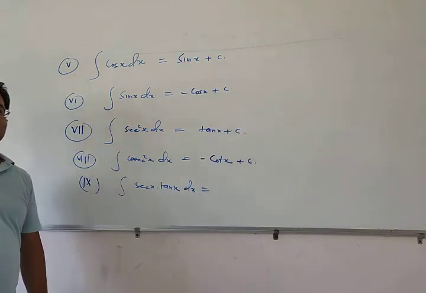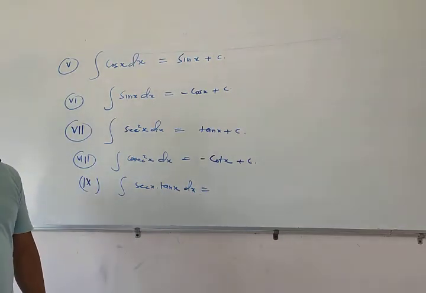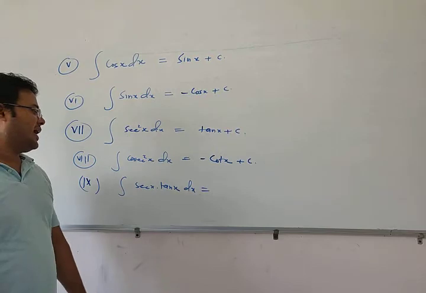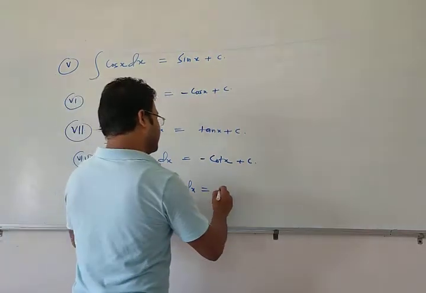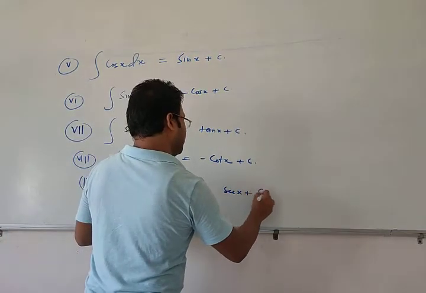Next, number 9, integration of sec x into tan x with respect to x. We know that the differentiation of sec x is sec x into tan x. So you can write the integration of sec x into tan x is sec x plus constant term c.